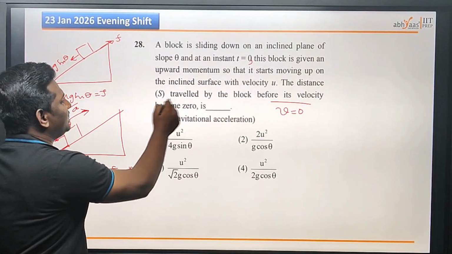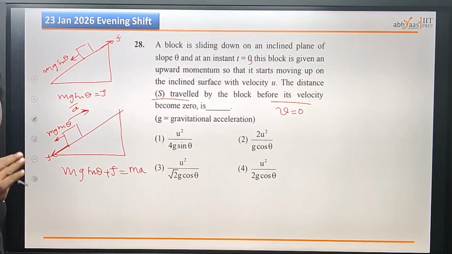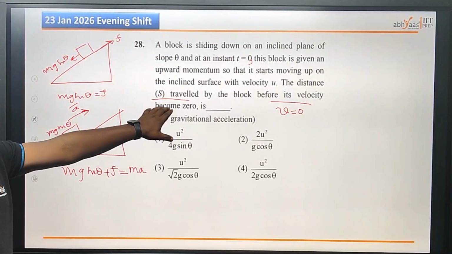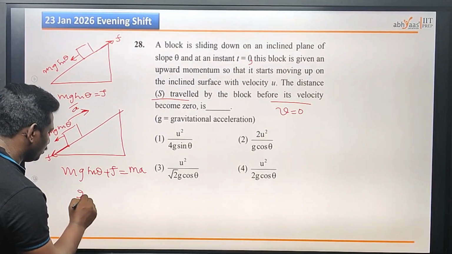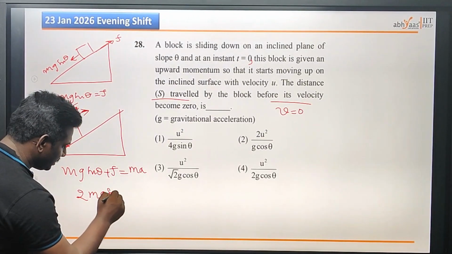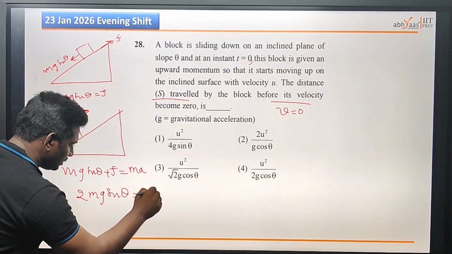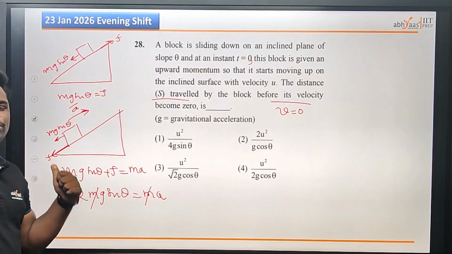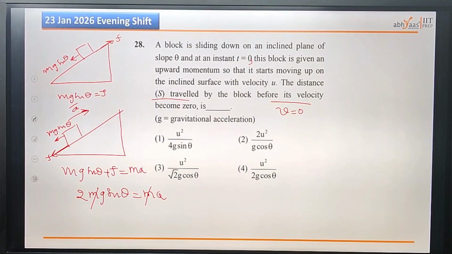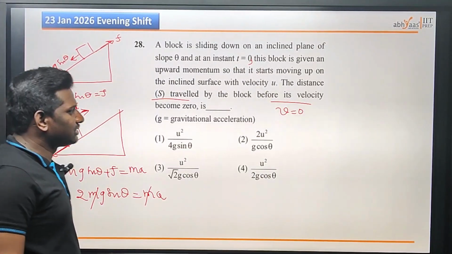What do you have to find? You have to find the distance traveled by the block before stopping. What is the velocity? Final velocity is 0. Substitute F here, you will get 2 mg sine theta equal to ma. So if you want to find acceleration, you will get a equal to 2g sine theta. But we have to find the s.